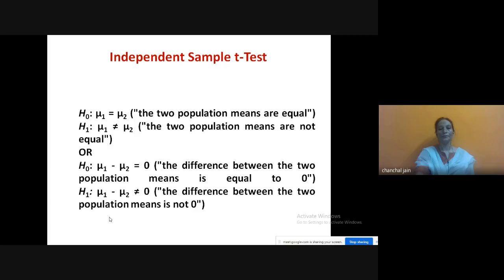One more thing, if your hypothesis in the symbol form is mu1 equals mu2, you can write this as mu1 minus mu2 equals 0. So if you are writing your hypothesis like this, it is one and the same thing, you can write this or this, both are stating the same thing, that there is no significant difference in both the groups' means.